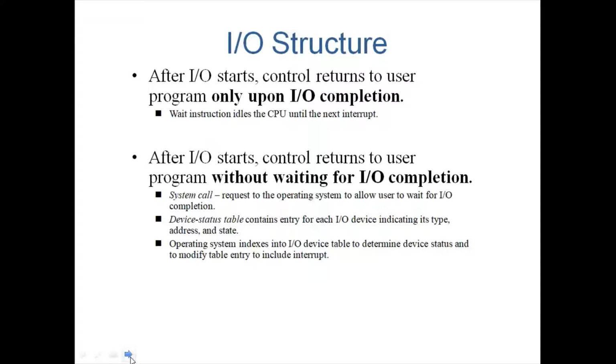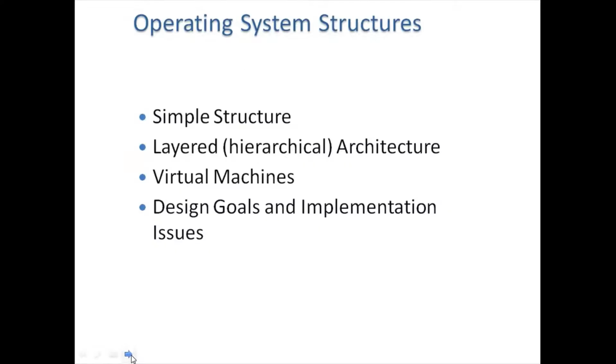The device status table contains an entry for each IO device indicating its type. Then the operating system indexes into the device table to determine the device status and to modify the table entry, including the interrupt.